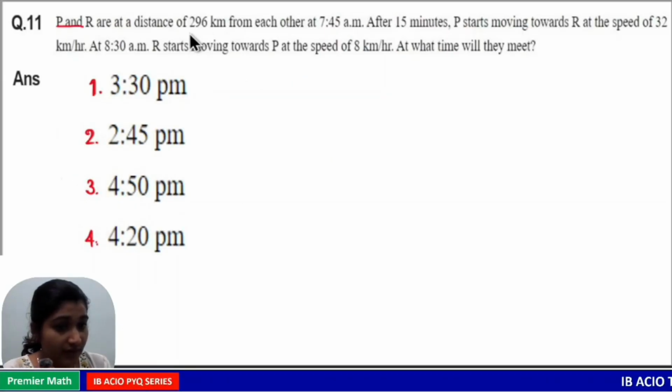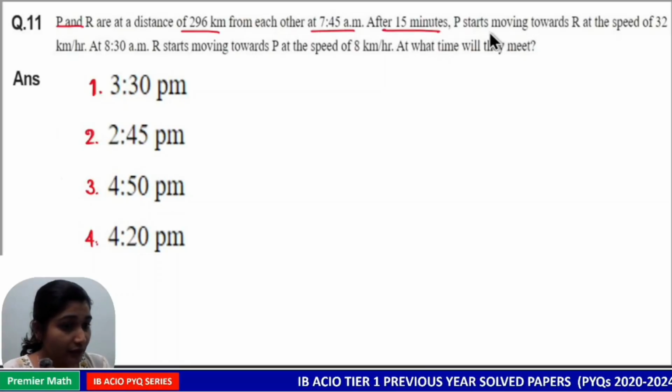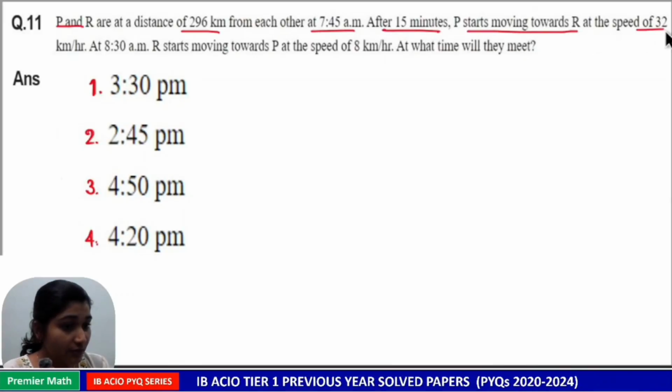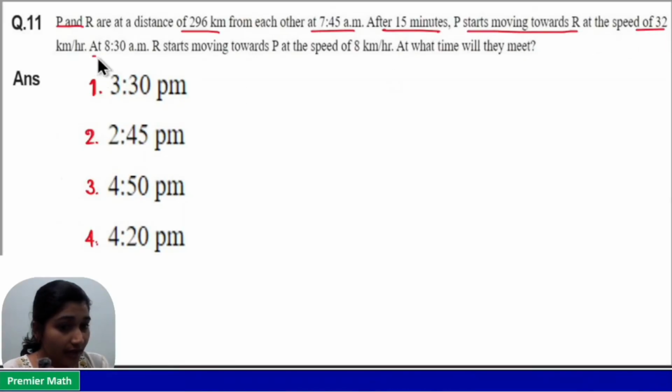P and R are at a distance of 296 km from each other at 7:45 am. After 15 minutes, P starts moving towards R at the speed of 32 km per hour. At 8:30 am, R starts moving towards P at the speed of 8 km per hour. At what time will they meet?